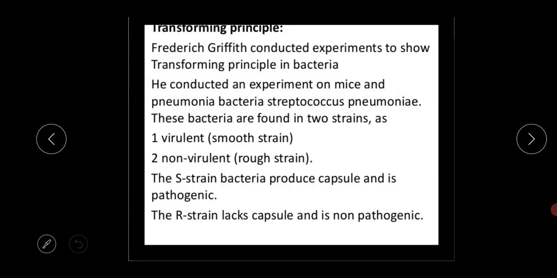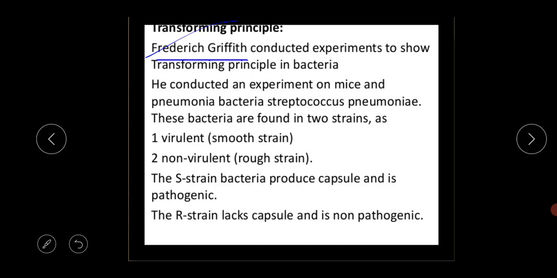Next thing is the transforming principle. This is the first experiment by which we get to know that DNA is the genetic material. This experiment was conducted by the scientist Griffith in the year 1928. Griffith was a British medical officer who encountered a phenomenon which is nowadays called bacterial transformation.